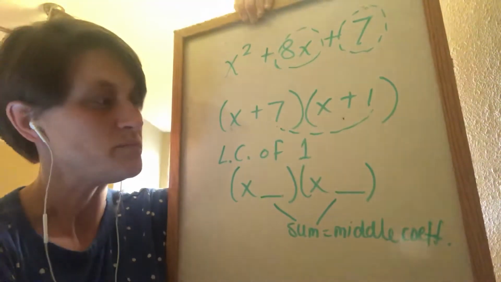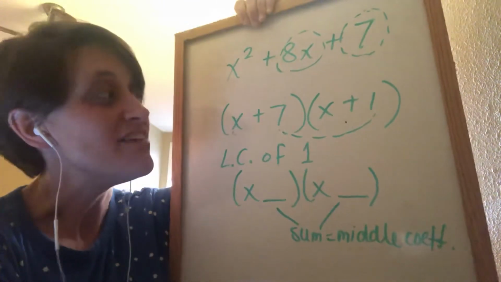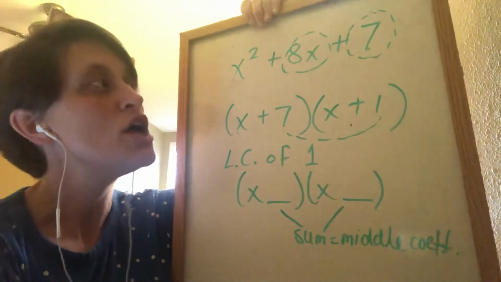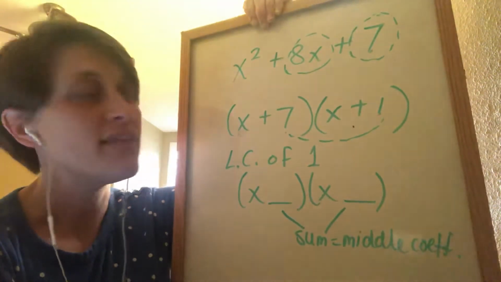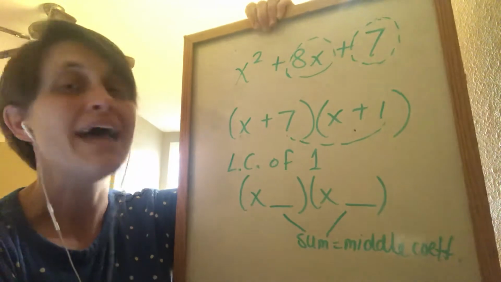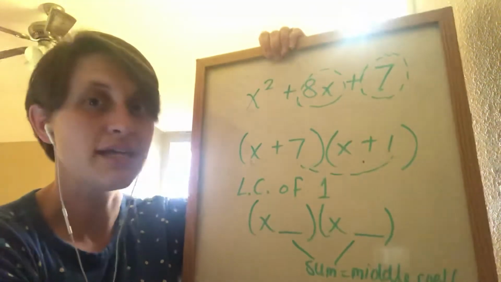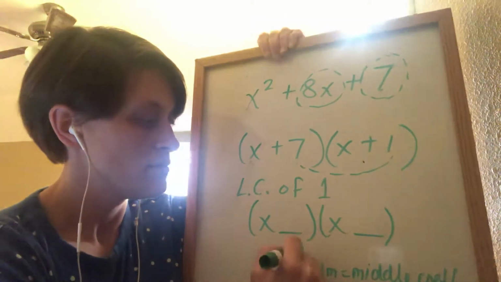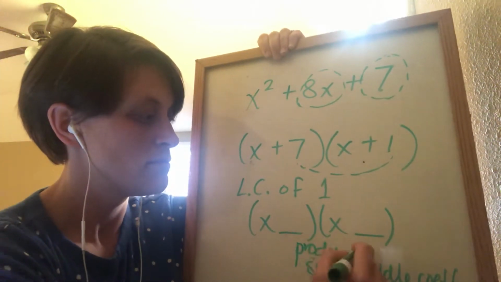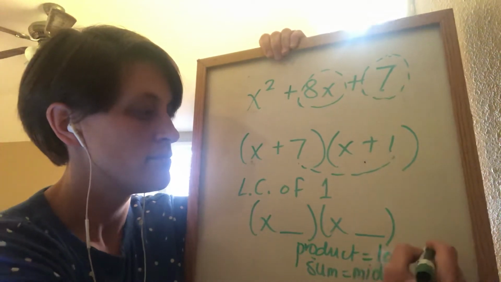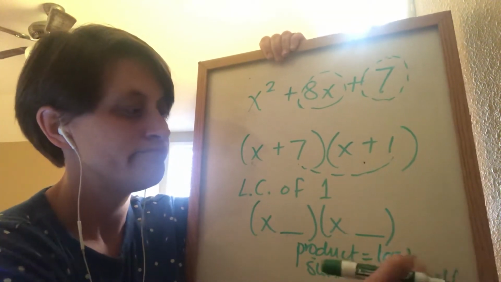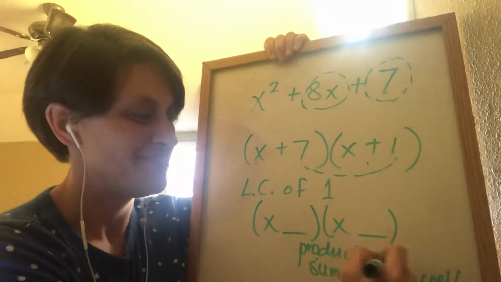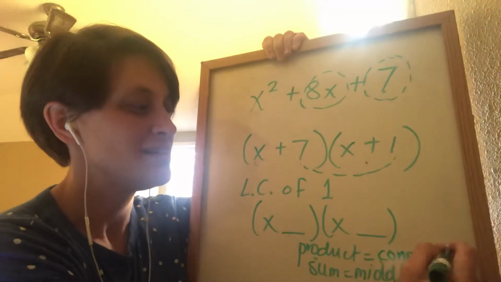There we go. And the way we got the 7 up there is by doing the lasts, so multiplying the two numbers together. So these two numbers have to have a sum that's the same as the middle coefficient and a product, so when we multiply them together, we get the last number. We'll call it the constant. That's much more technical.